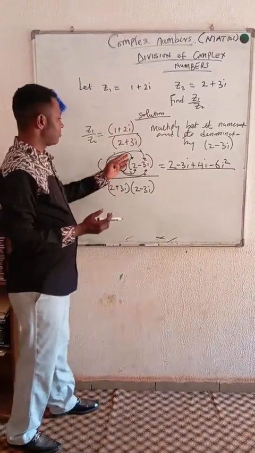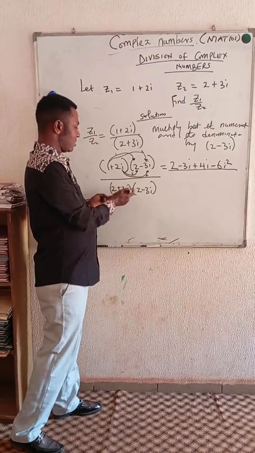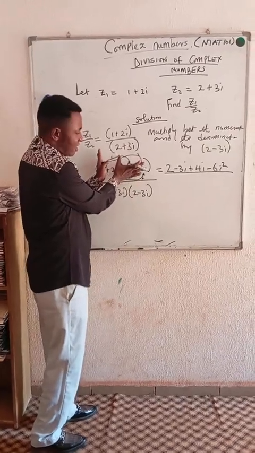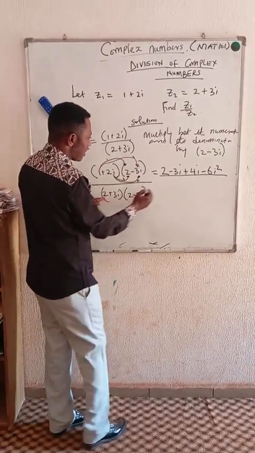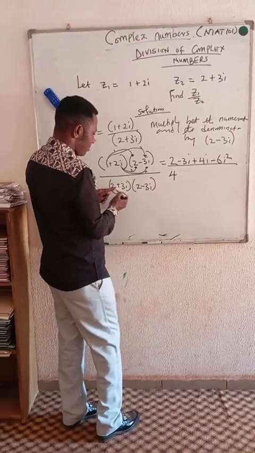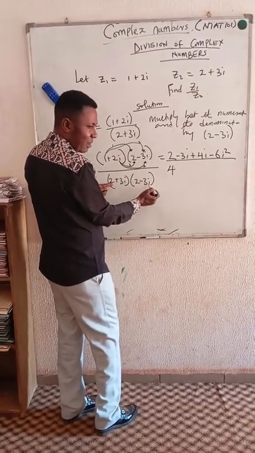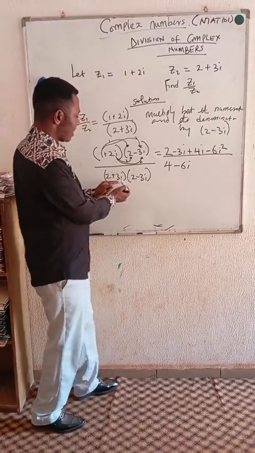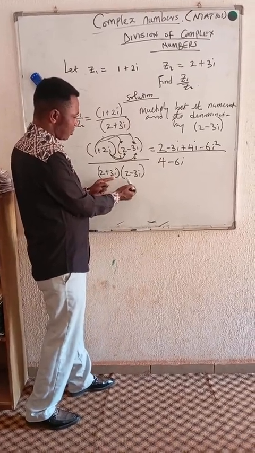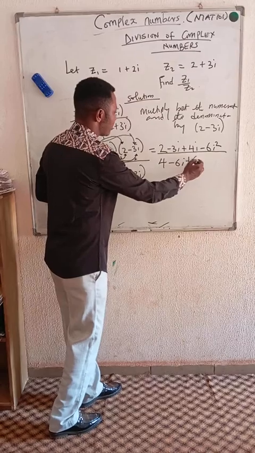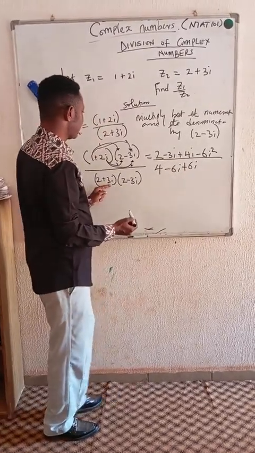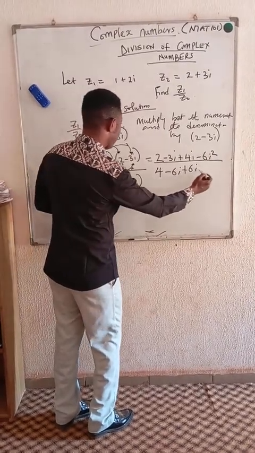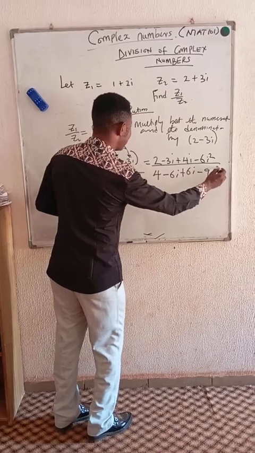Then, I'm going to do the same to this other one. That is 2 multiplied by 2, the same thing we did here. 2 multiplied by 2, we have 4. Take the same 2 again, multiply by minus 3, we have minus 6i. Alright? Now we are here. 3i multiplied by 2, we have plus 6i. Then the final step is 3i multiplied by minus 3i. We have what? Minus 9i squared.